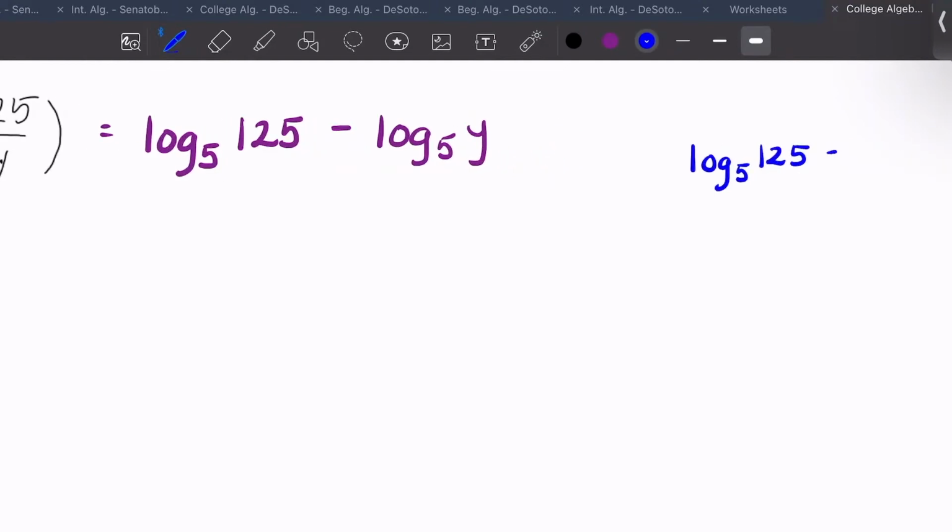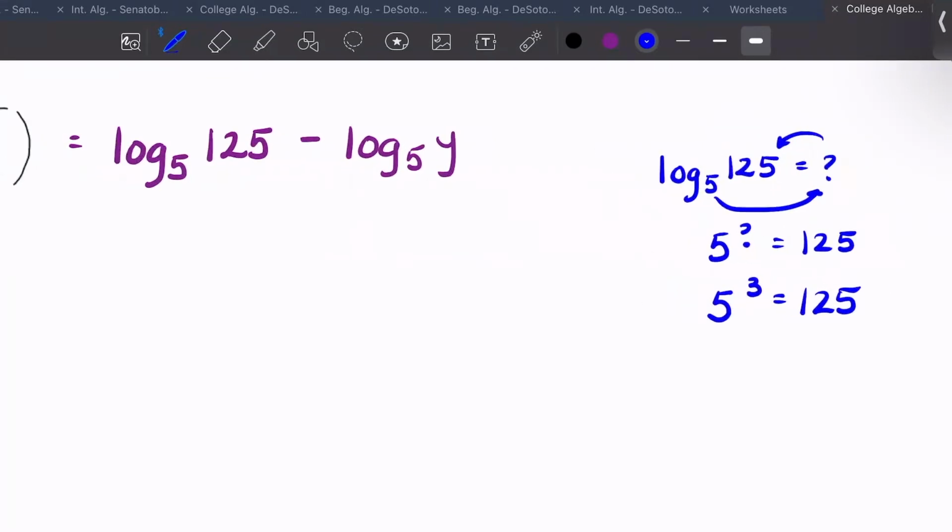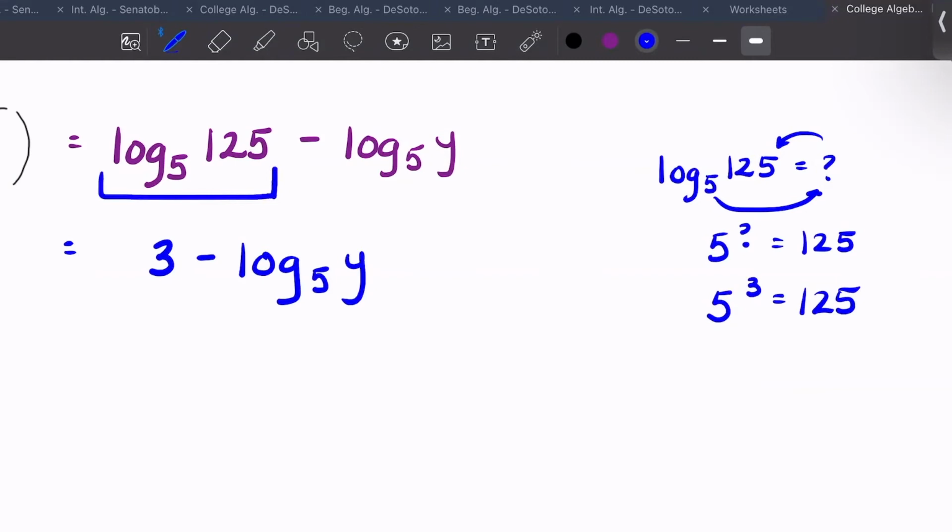Okay, if we did our circle, we would have 5 raised to the what power equals 125. And you would tell me 3. 5 raised to the third equals 125. Okay, so log base 5 of 125 equals 3. So this is actually 3 minus log base 5 y. I just knew what this was, so I calculated it.